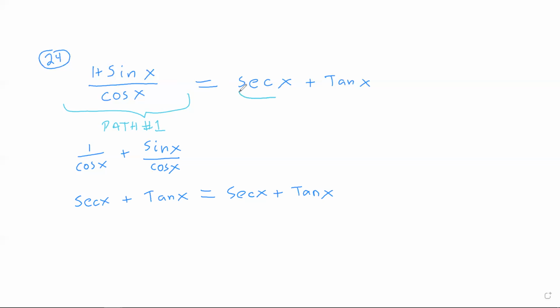The other path is grabbing this one here. This is path number 2. It's just backwards, right? That's exactly the same. Basically, what I'm going to say is that secant is 1 divided by cosine. Tangent is sine divided by cosine. If I join these two, I'm going to get 1 plus sine of x over cosine, which is exactly what I had on the left.